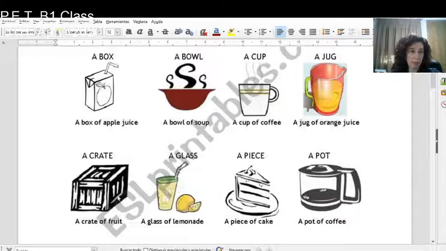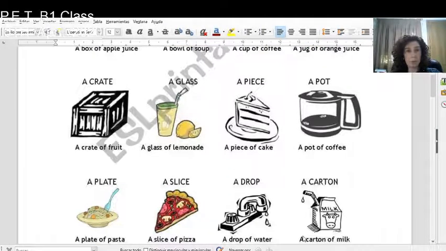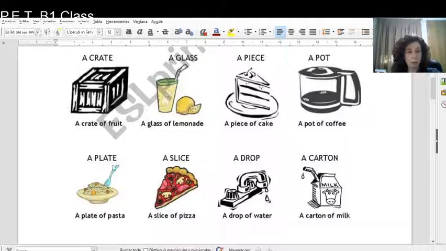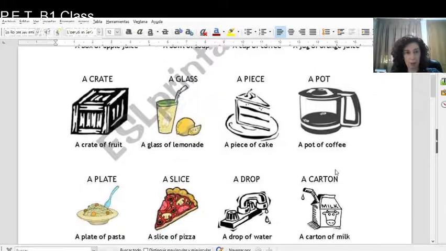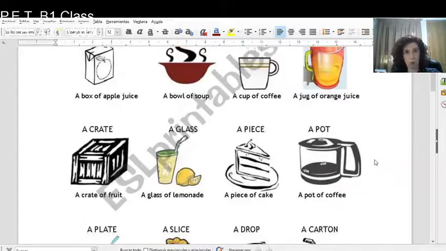Normally it's made of wood, a crate of fruit, a glass of lemonade, a piece of cake, a pot of Coke. Then we can have a plate of pasta, a slice of pizza, a slice of bread, a drop of water, a carton of milk. And these are the most important containers.